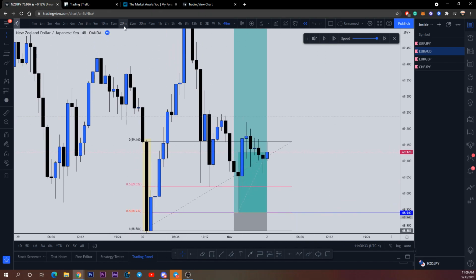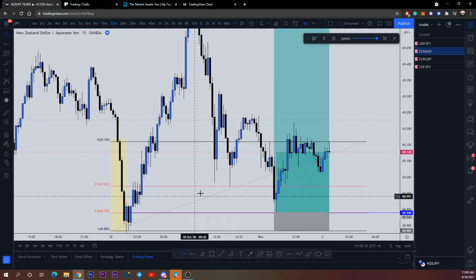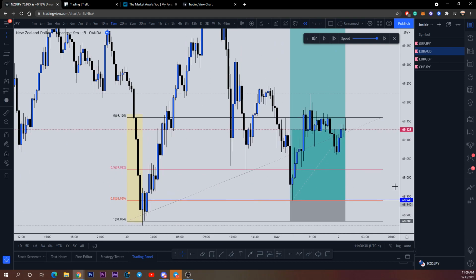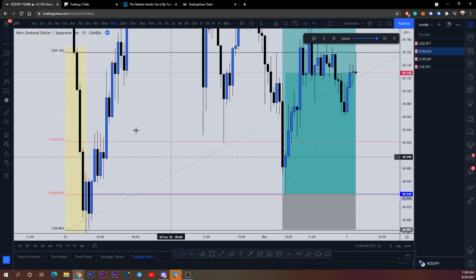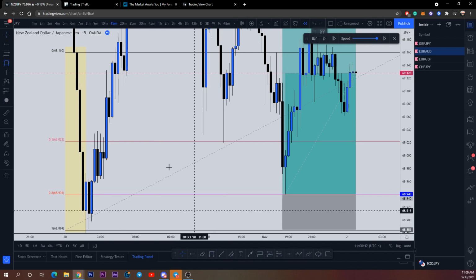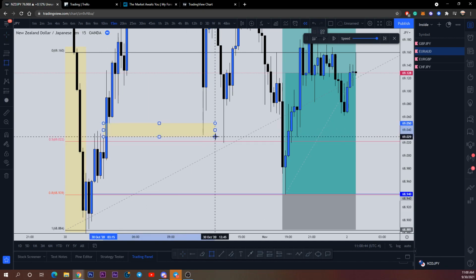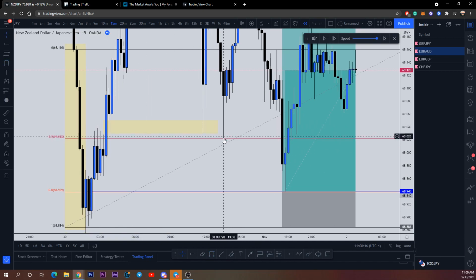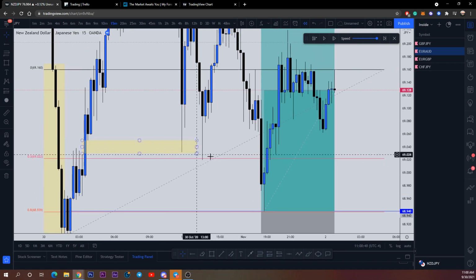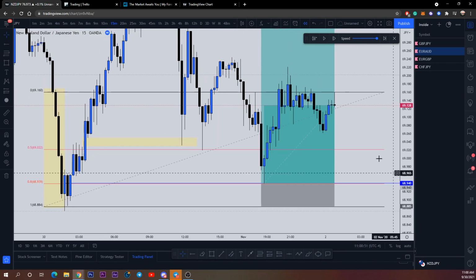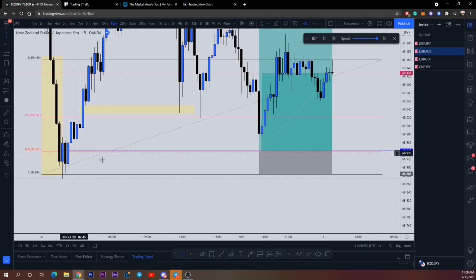And guess what? If I go back down, we actually do have an imbalance right here. You guys see that right here. We have an imbalance. The market came and filled this imbalance at the 50%. So we did tap the 50% and we got a rally. But there's more imbalance down here. Everything is not filled yet.